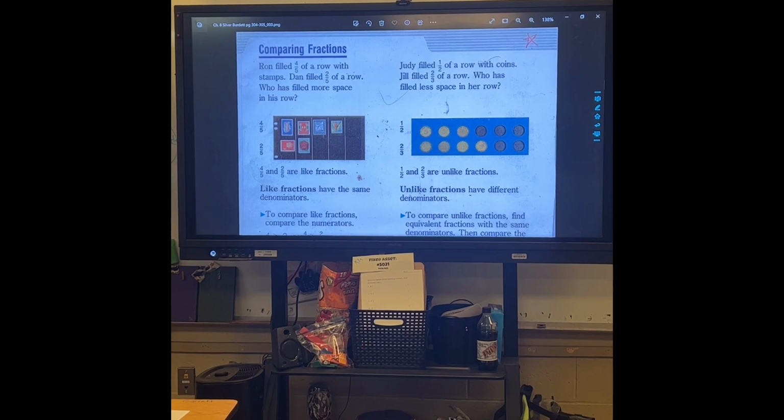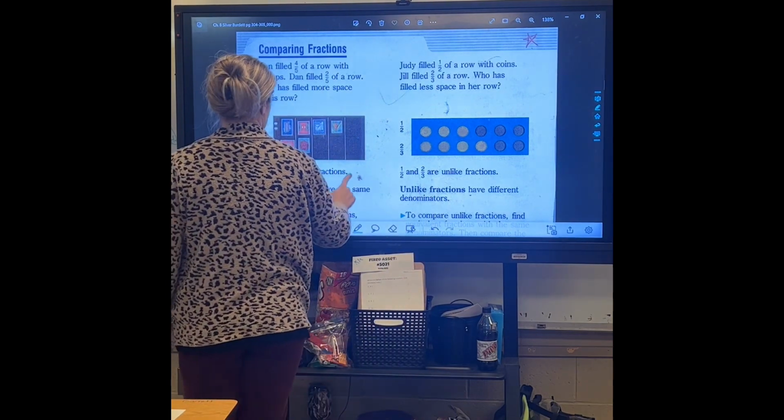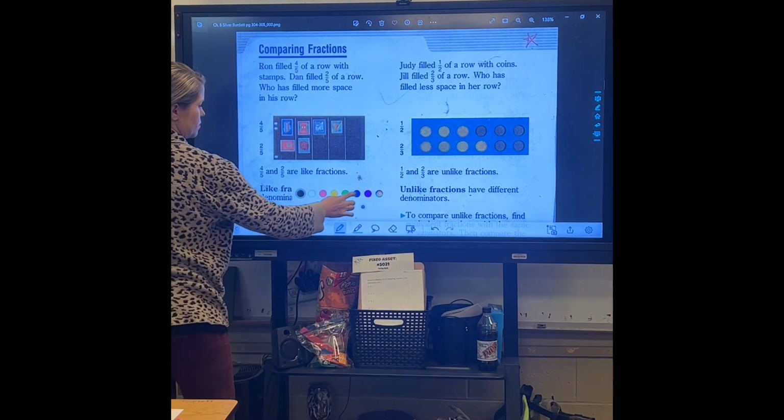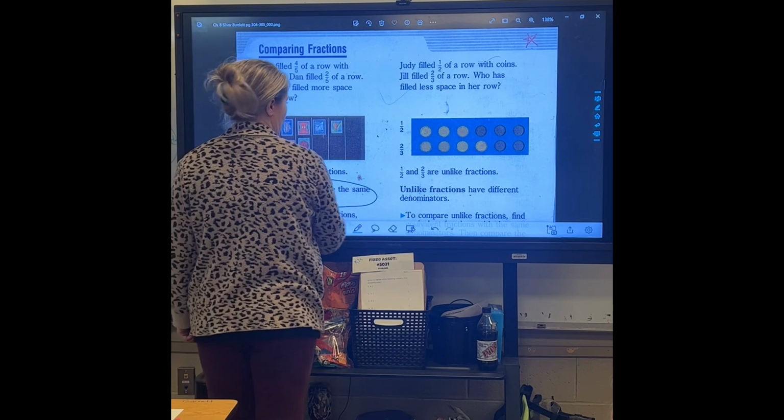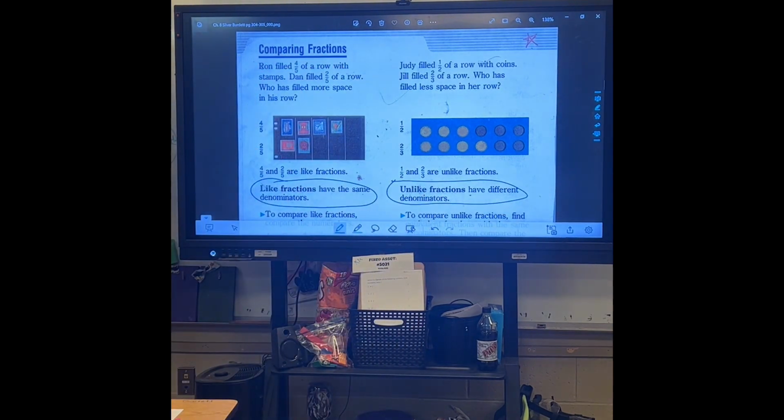Now, there's some important vocabulary words on here. I want you to circle the sentence for like fractions and circle the sentence for unlike fractions. All right, Aubrey, read about like fractions for us. Like fractions have the same denominator. All right, Maddox, read about unlike fractions. Unlike fractions have different denominators.